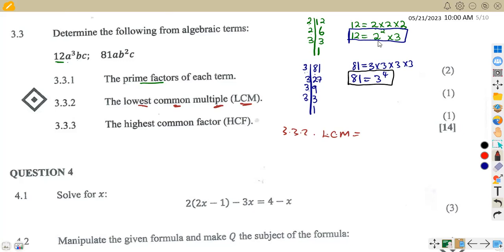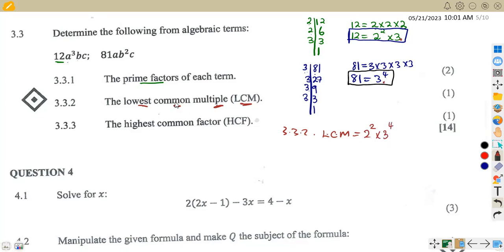Okay, so let's start with 12 on the numbers. We have got the 2 to the exponent of 2 here. Here we do not have 2, so we are going to take this one. As long as a number appears, it must be written in the LCM. So we've got 2 to the exponent of 2. We move on to 3. We have got 3 here, we have got 3 here, but which one has got the highest power? Because LCM is all about the one that has got the highest power. So that is the 3 to the exponent of 4. So this is going to be times 3 to the exponent of 4.